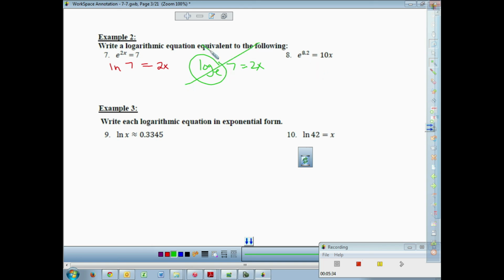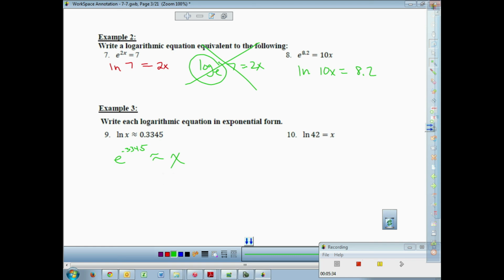So how about this one right here? Since e is the base, it's the natural log of the argument, which is 10x, equals the exponent of 8.2. We're not solving for x. All they asked us to do was rewrite them, going back to square one with our logarithms, except these are now natural logs. Then they say write these in exponential form. They used an approximate symbol, so we'll use an approximate symbol. So we want to write it in exponential form. What's the base? E is the base. What's the exponent? It's this 0.3345. And then since they use an approximate, I'll use an approximate of the argument right there.